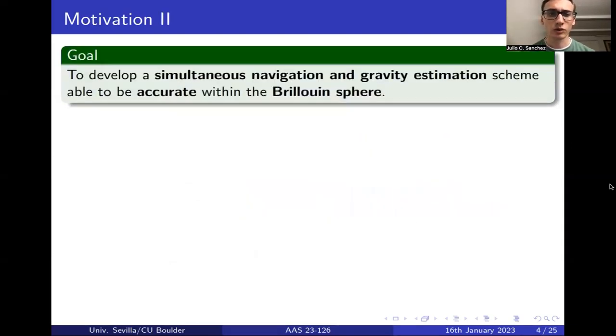So the goal of this work is to develop a simultaneous navigation and gravity estimation scheme, with the requirement of being accurate within the Brillouin sphere. The reason for that is that a continuation of this project will be to perform landing and descent operations with the estimated gravity field solution.